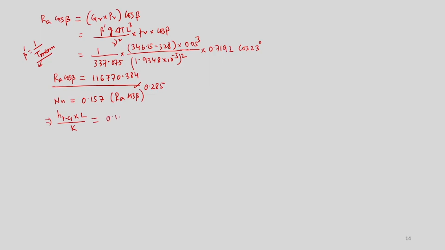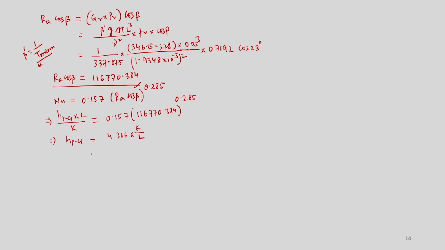So, 0.157, then Ra cos beta is something like 116,770.384 to the power of 0.285. Okay. So, what will be h_PC1? This value multiplied by K by L. Okay. So, this is something like 4.366 into K by L.